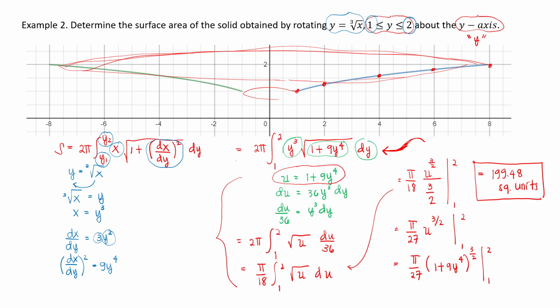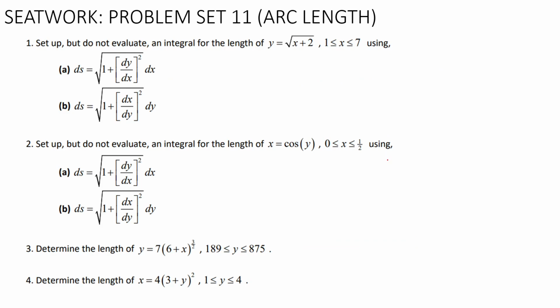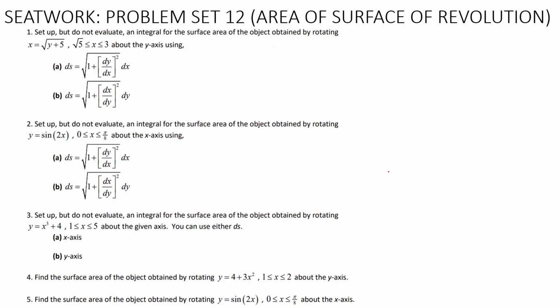All right, since there are no questions, I have posted the problem set in your Canvas. It's short. 4 problems for arc length, then 5 problems for surface area. So this is the arc length problems. It's very short. And then this is for surface area.